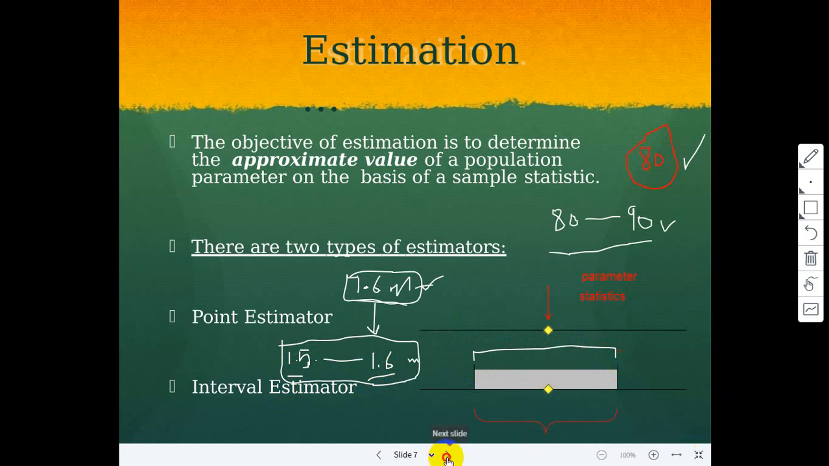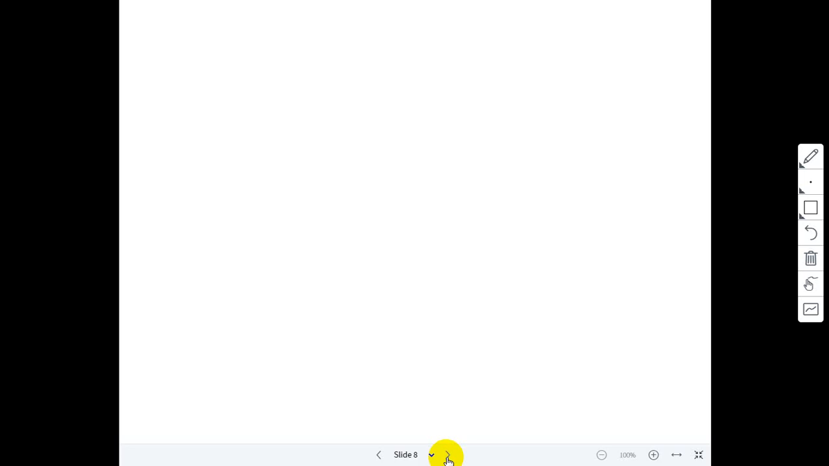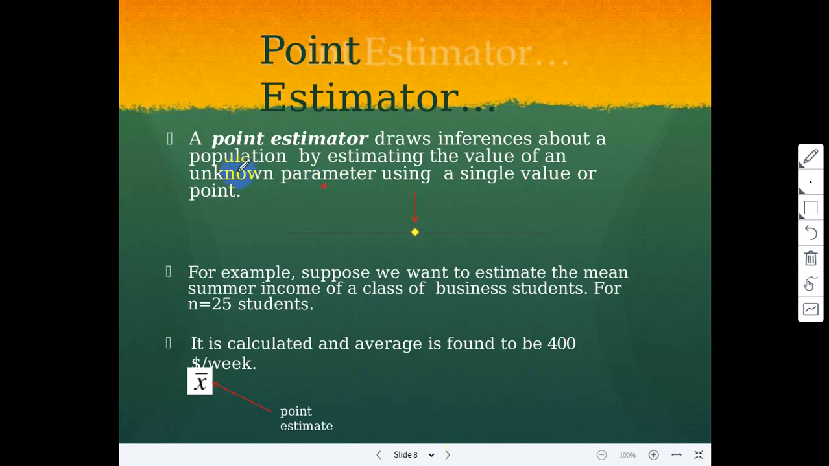So next in this slide: point estimator. What is a point estimator? A point estimator draws inferences about a population by estimating the value of an unknown parameter using a single value or point.